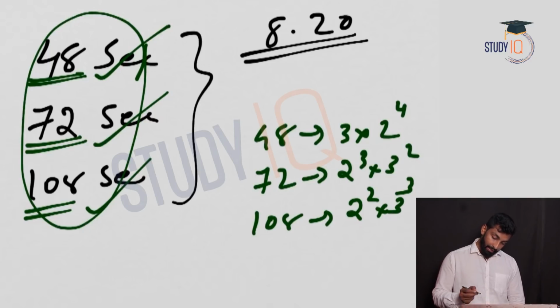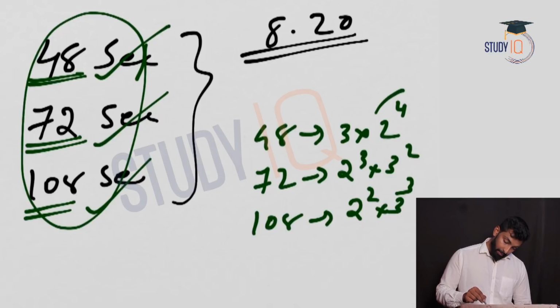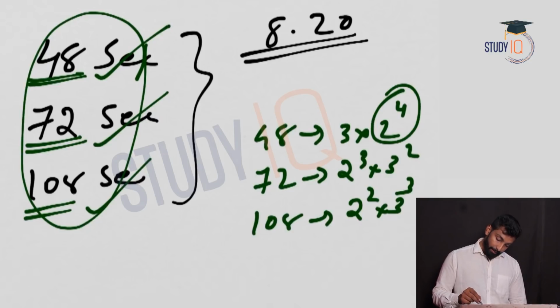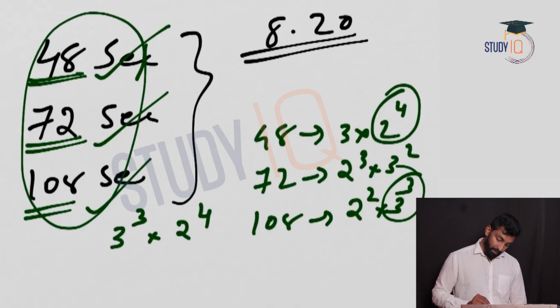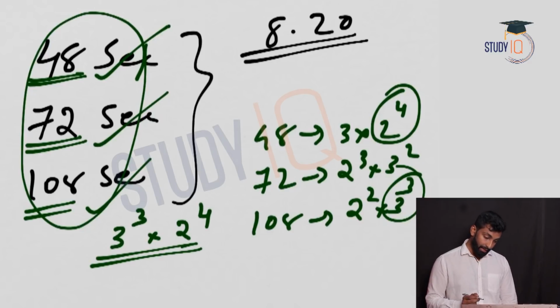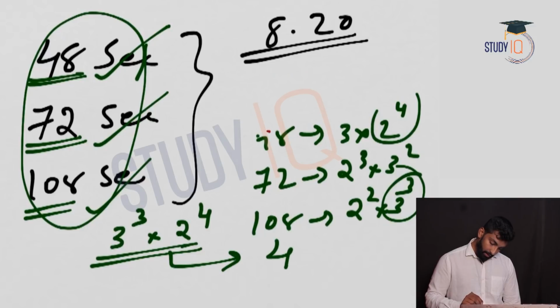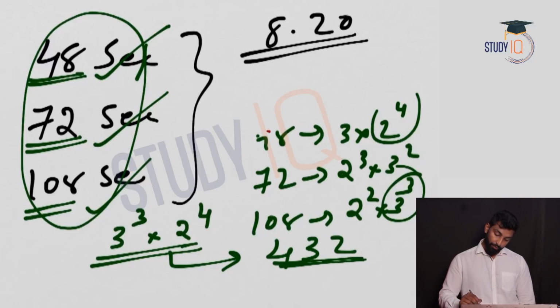So if you find the LCM, we'll see the common numbers. Highest power of 2 is 2 raised to 4, highest power of 3 is 3 cube, right? So 3 cube into 2 raised to 4. This is nothing but 16 into 27. So what is the value of this? This is 432, okay? So 432 seconds.